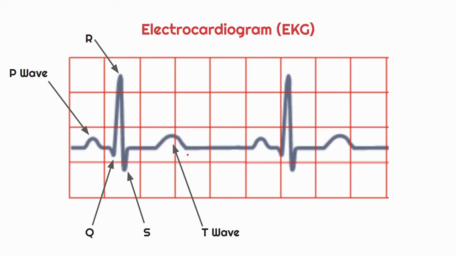There are also different segments and intervals that are measured by doctors. These include the PR interval, the QT interval, the PR segment, and the ST segment. These intervals and segments can show doctors the time between ventricular and atrial depolarizations and repolarizations, which help in diagnosing certain diseases.